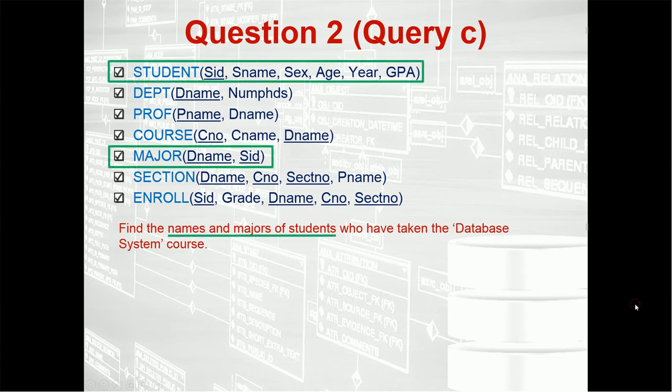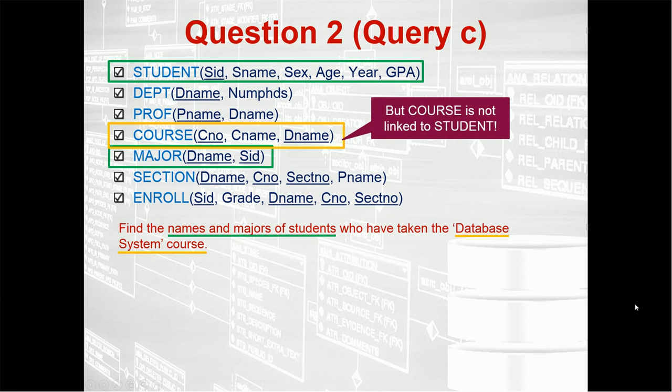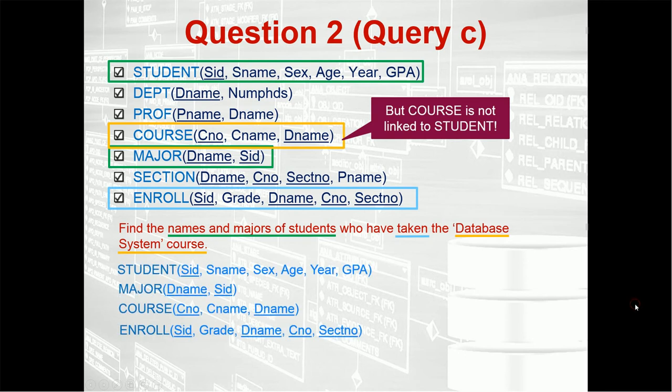First, we identify the relations needed to find the names and majors of students which correspond to the relations student and major. We also need the relation course for information regarding database system course. Observe that the relations course and student are not linked. Hence, we need to also consider the enroll relation to establish this link.